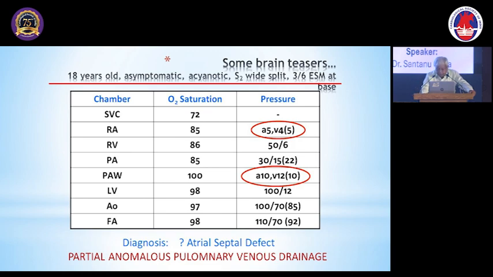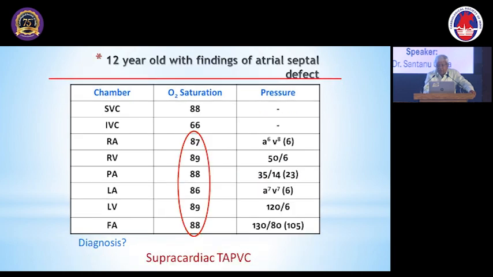It is TAPVC because all the cardiac chambers are having a similar saturation. So PA and systemic saturations are the same. It's an admixture physiology. Look at the SVC. SVC saturation is also high. So it is a supracardiac TAPVC. Excellent.